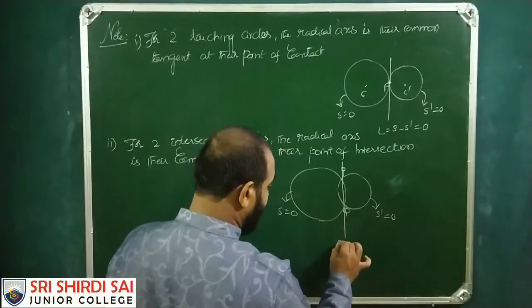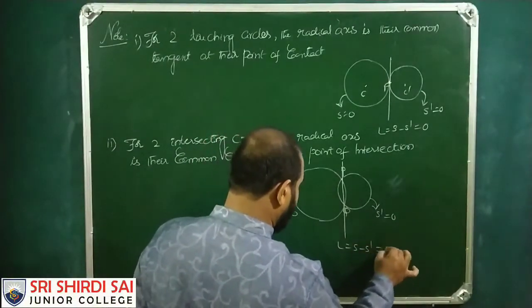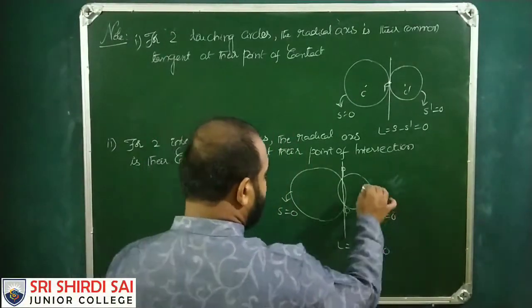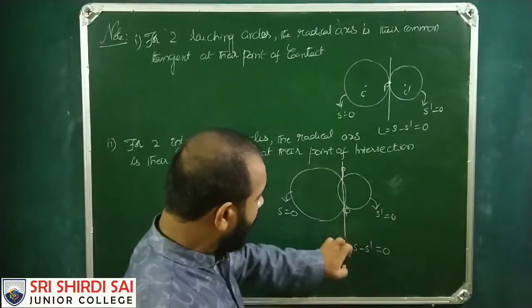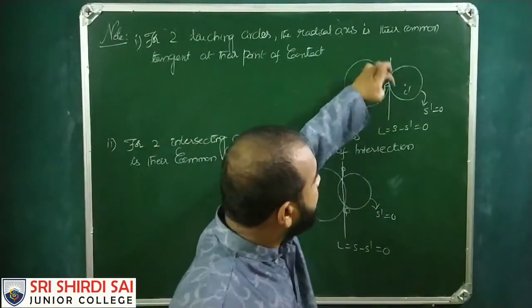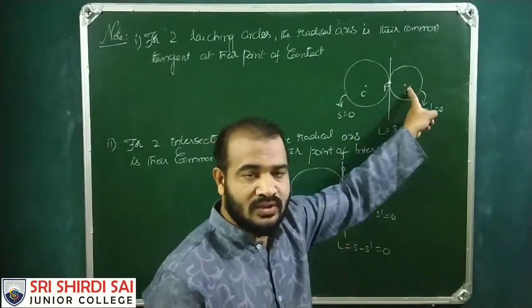So this is L is equals to S minus S dash equals to 0. So this common chord is the radical axis here. The common tangent is the radical axis for the two touching circles.